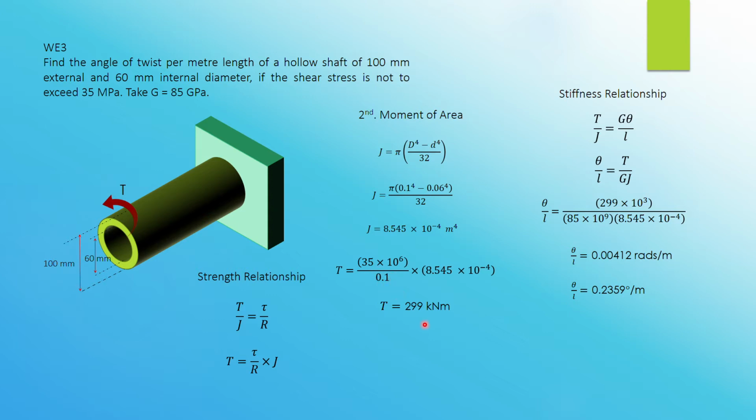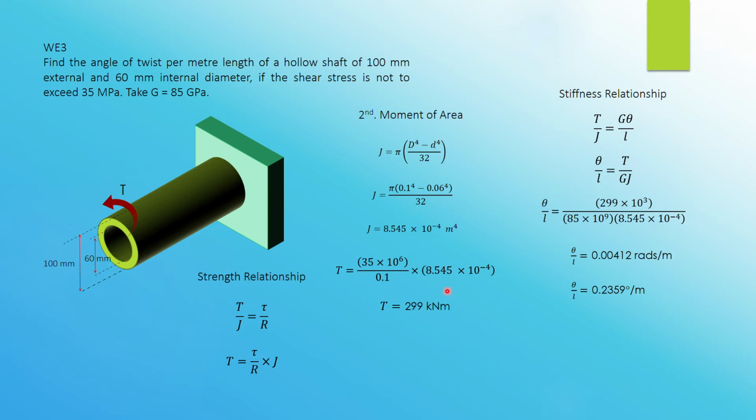and the top won't be 299. The J is 8.545 times 10 to the power of negative 4, because 0.1 means it's based on 100 mm. That is the diameter, it's not the radius. So your radius must be 50 mm actually. So this must be 50, that is 0.05, not 0.1. So you will get your torque value. If you change this, then you get a different value of torque.